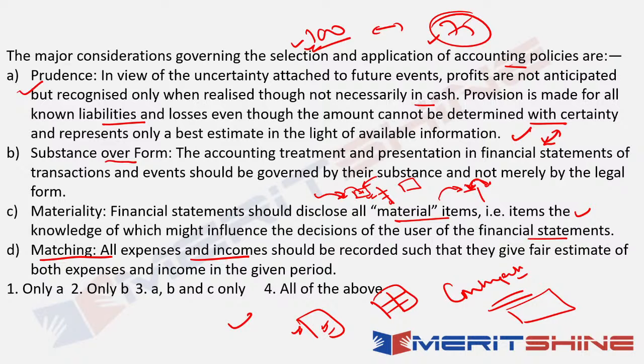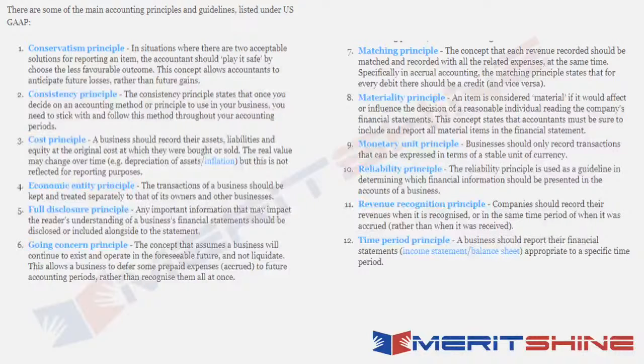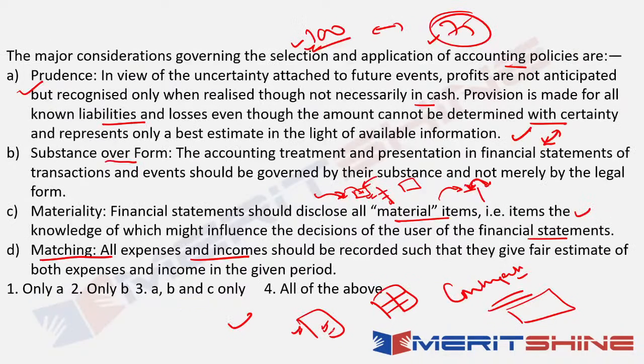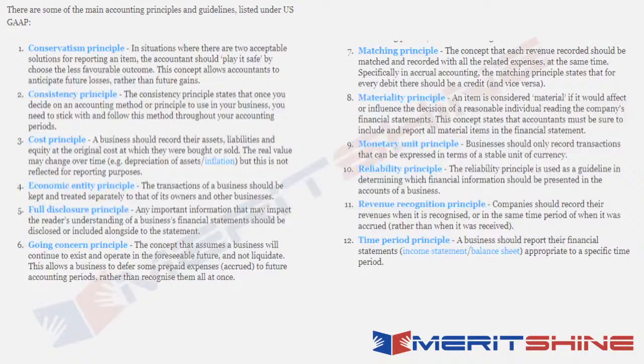That's the idea behind it, right? Now I told you there are hundreds of other principles in your accounting standard. As per the MCA website, these are the 6 which I have shown you here: going concern, consistency, accrual, revenue, prudence, substance over form, and materiality. But if you go to GAAP, there are many others.